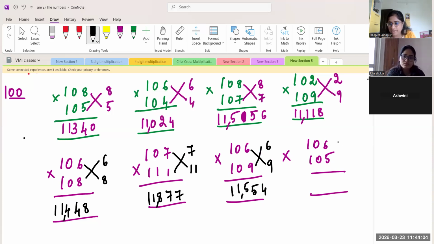And 106 minus 100 is 6. 105 minus 100 is 5. 6 fives are 30. And 106 plus 5 is 111. 105 plus 6 is also 111. So 11,130 is the answer. That's it.